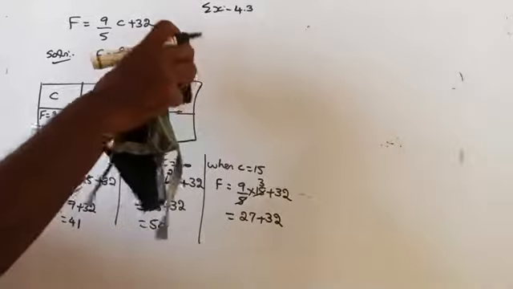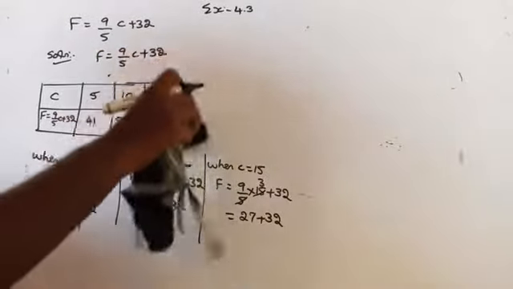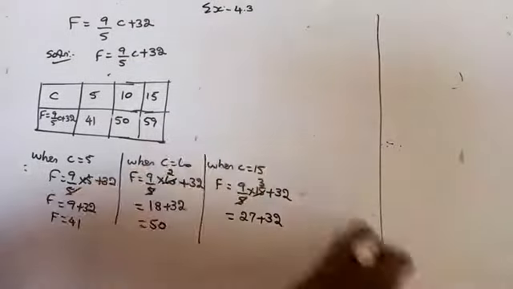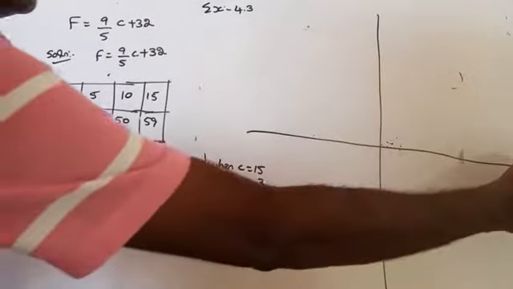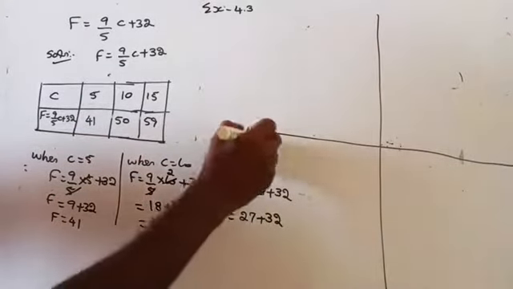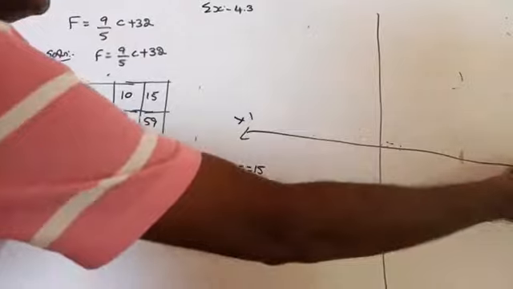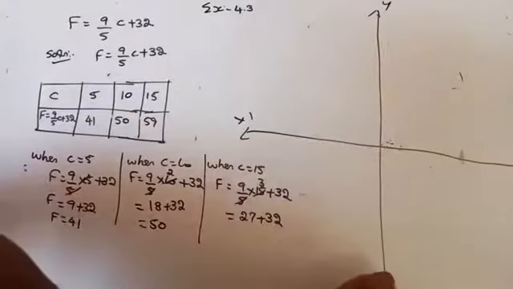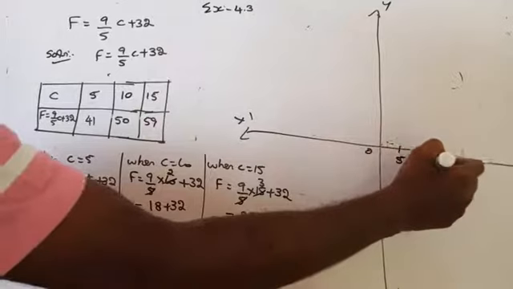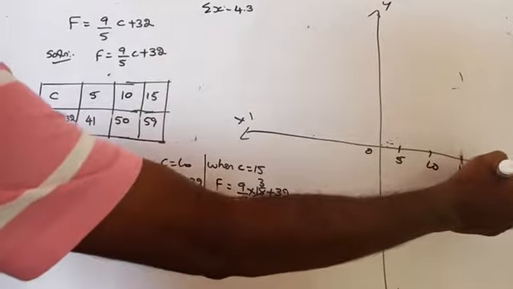Now, we found 3 solutions. Now we will plot the points in a graph. On the x-axis, take 1 centimeter equal to 5 units. It is x dash, it is x, it is y over y dash. It is 0, 5, 10, 15, 20 and goes on.